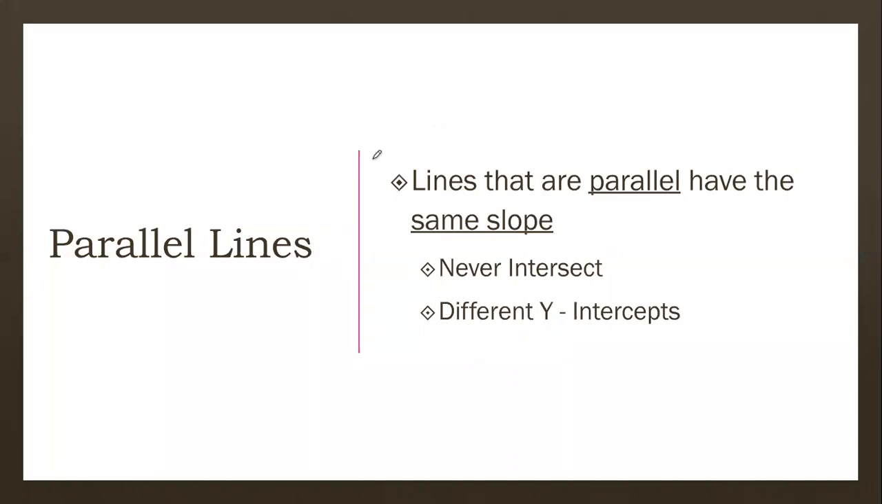All right, so lines that are parallel lines. These are some facts that you need to know. Lines that are parallel have the same slope. This is the key thing I would write down. Parallel lines have the same slope. Same slope.